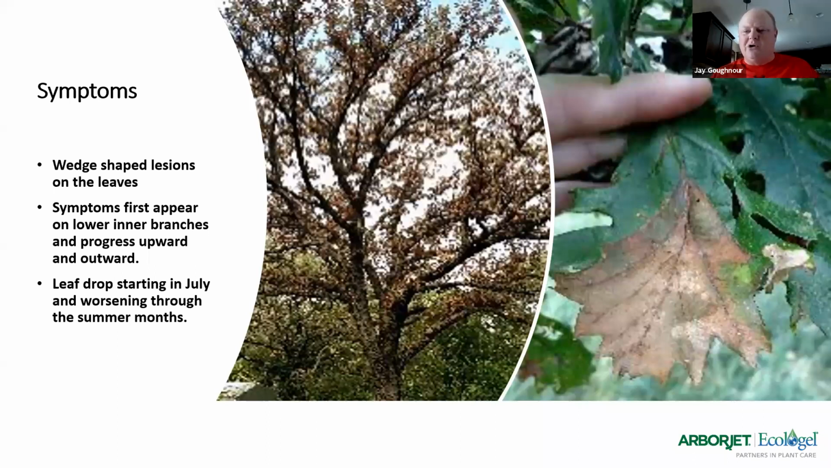And then it just progresses outward as it gets worse and worse throughout the year. Again, like I said, in July is when these trees really start showing some signs, and then it just gets worse throughout the year. They'll look infected, and then by late summer, I've seen some almost completely defoliated, and I've got some pictures of that too.